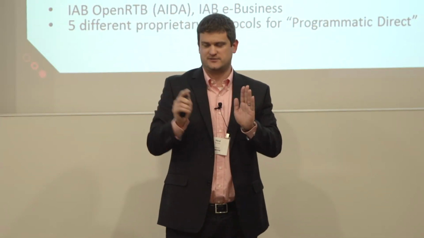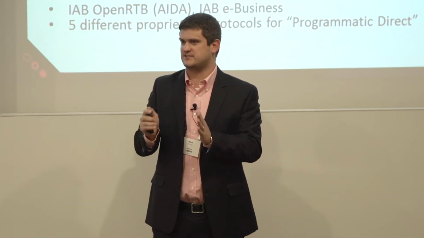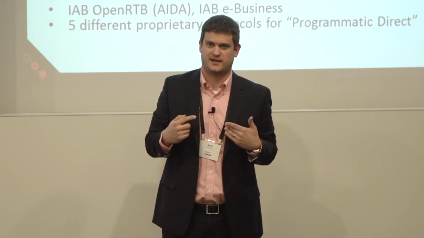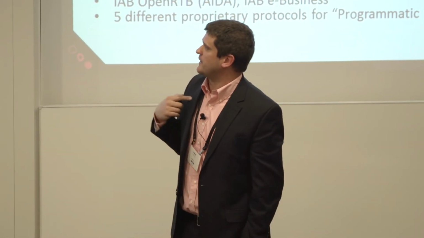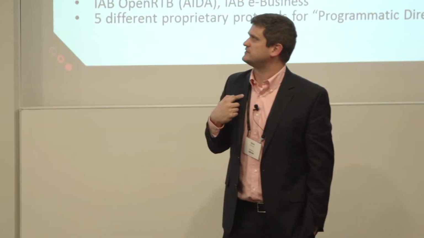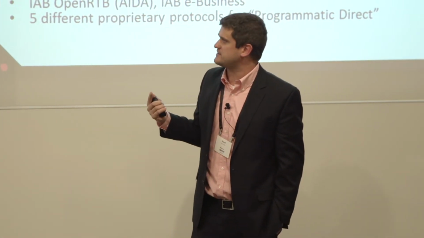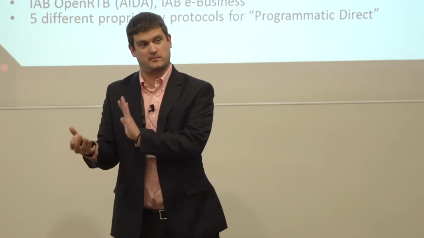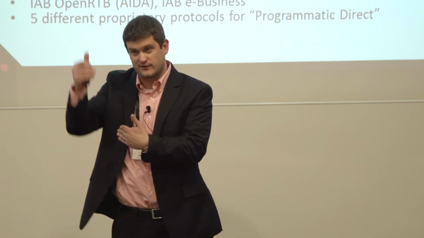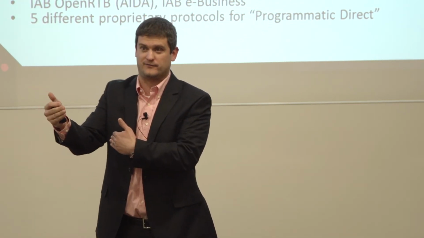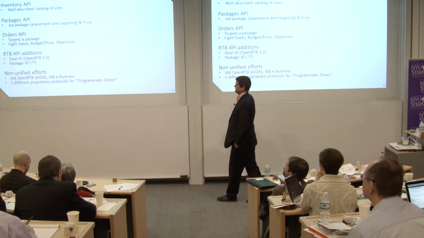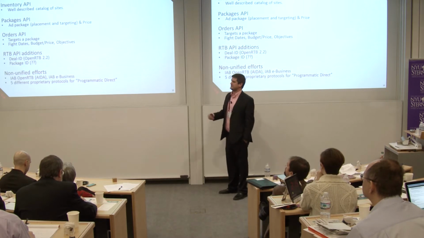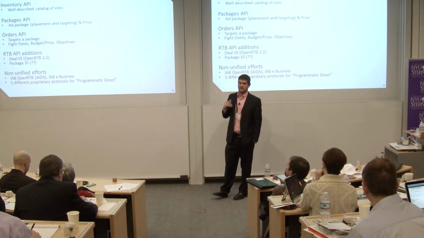2 or 3 impressions will look the same to you but have different prices because they're in different packages on the other side in terms of how they were priced. So we need that packages API. In addition to a well-described catalog of sites, within the sites we need a packages API that says, here's my box of cereal, this is what it looks like, here's the ingredients, I'm offering it for sale. We need an orders API that targets that package and standardizes the method of buying and selling.